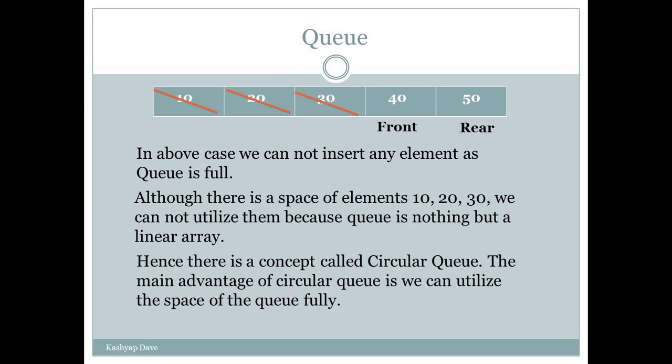In this case you can see our rear is at max minus 1, or we can say size minus 1, so the queue is full, but 10, 20 and 30 are already deleted. So these three spaces are free, but we cannot add any values in this queue. Why? Because the condition says our queue is full. To overcome this disadvantage we have to make a circular queue.